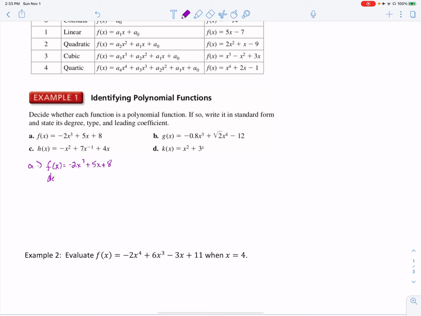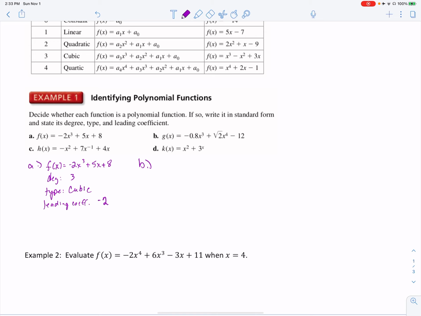And the degree is that exponent of that leading term, so the degree is 3. And it's of degree 3, so the type, go back to the chart, when it's of degree 3, it is cubic. And the leading coefficient, the a sub 3 in this case, is going to be -2. So there we have part A.